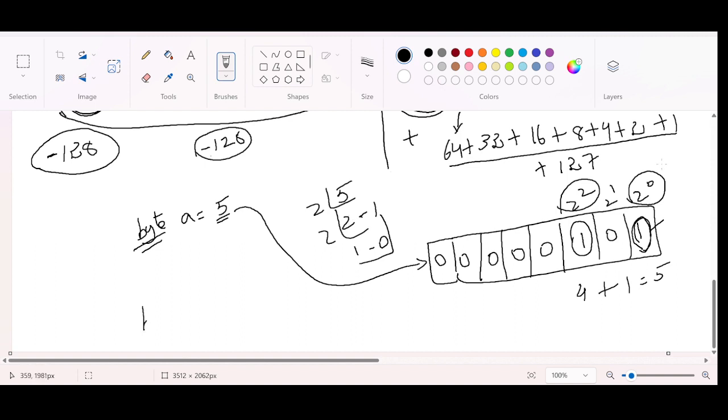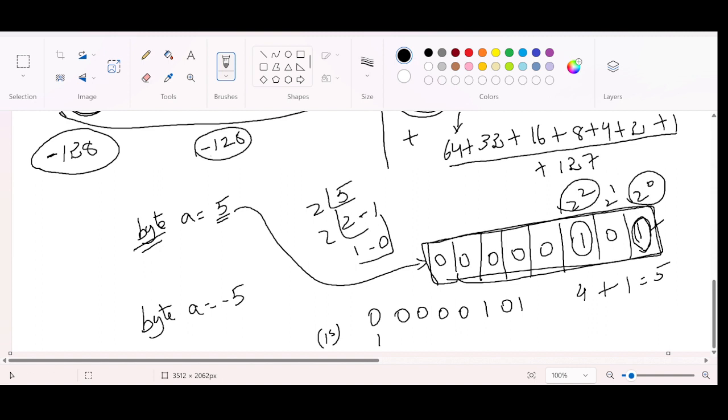And again, for the negative value, byte a equal to -5, first you find the positive value. This is how the positive 5 is going to be, 0, 0, 0, 0, 0, 1, 0, 1. After finding the positive value, do the ones complement. Ones complement is nothing but toggling the bits. If it is 0, make it 1, just replace the 0 with 1, and the 1 with 0: 1, 1, 1, 1, 1, 0, 1, 0.